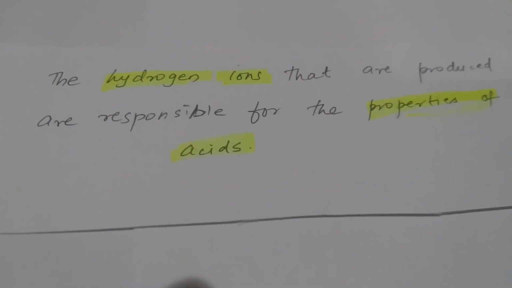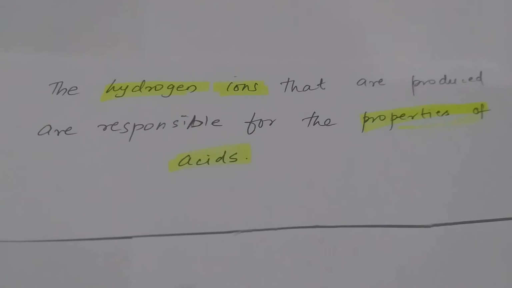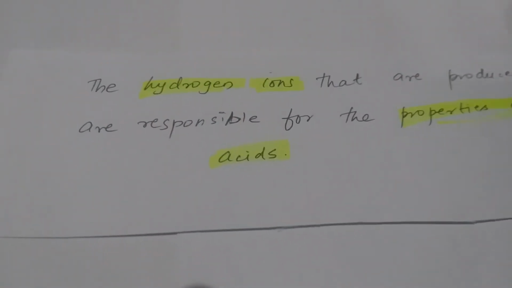I repeat, the hydrogen ions that are produced are responsible for the properties of acids. With the help of this discussion, we can give the definition for an acid. This is a one-mark question I have seen many times in past year papers in IGCSE exams. So what are acids?